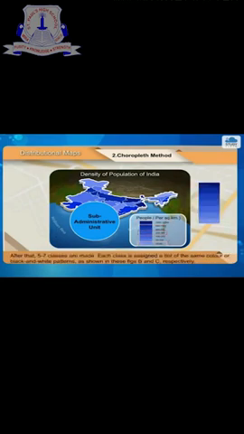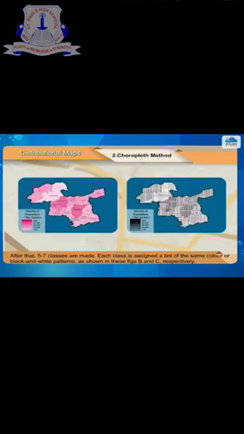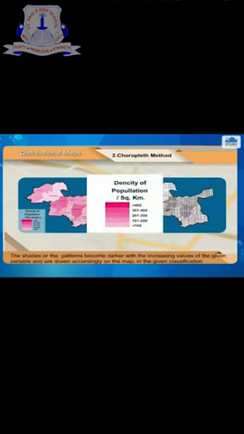After that, 5 to 7 classes are made. Each class is assigned a tint of the same color or black and white patterns as shown in these figures B and C respectively. The shades or the patterns become darker with the increasing values of the given variable and are drawn accordingly on the map in the given classification.